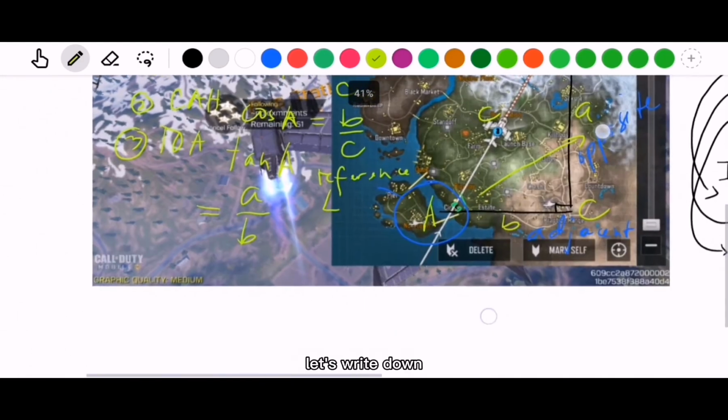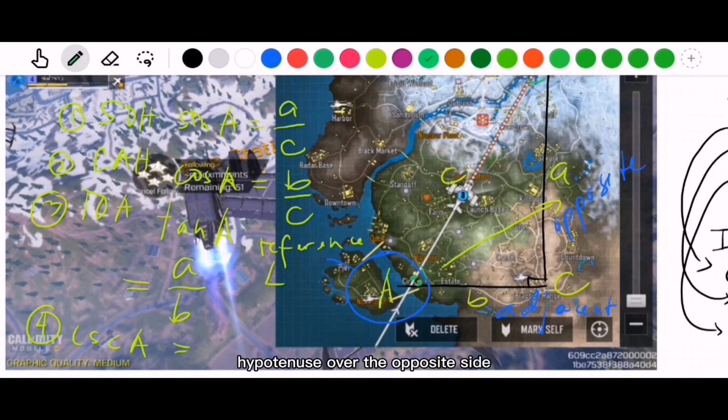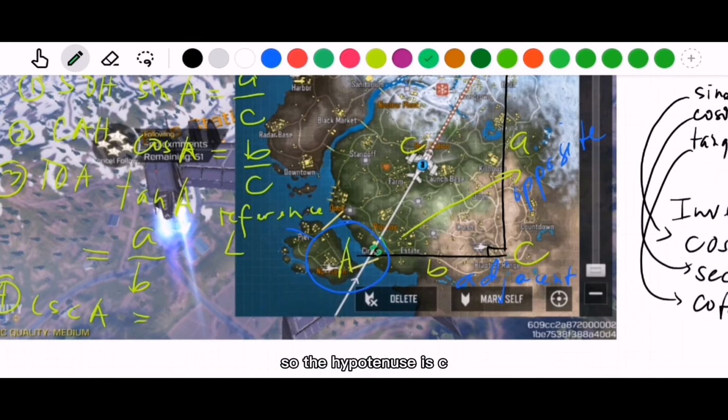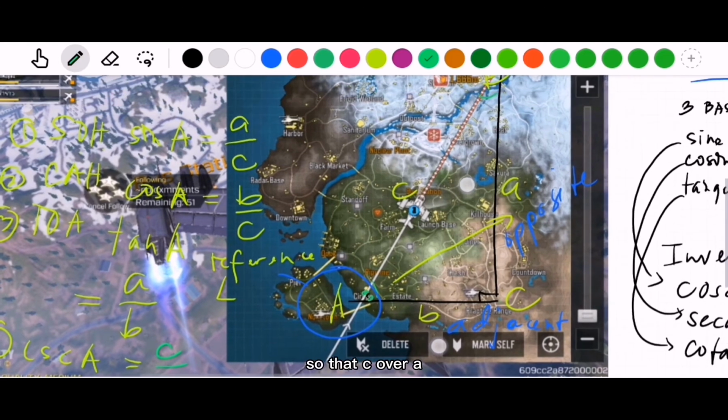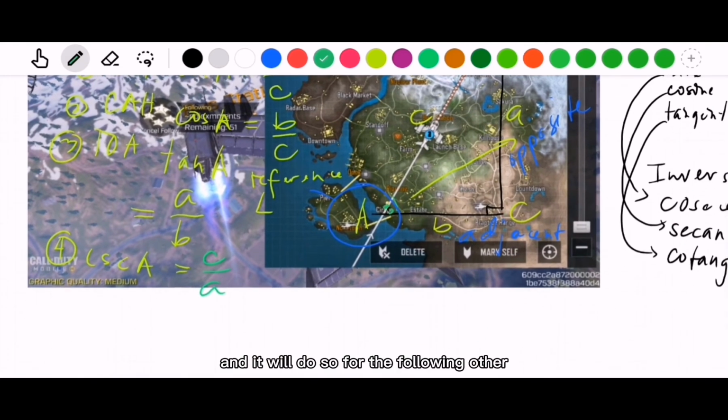And then let's write down. On the fourth one, the inverse of sine is cosecant. So that is cosecant of A, hypotenuse over the opposite side. The hypotenuse is C, and the opposite side is A. So that is C over A. I'm just flipping this ratio right here for sine. That's why it's called the inverse. And it will do so for the other trigonometric ratios.